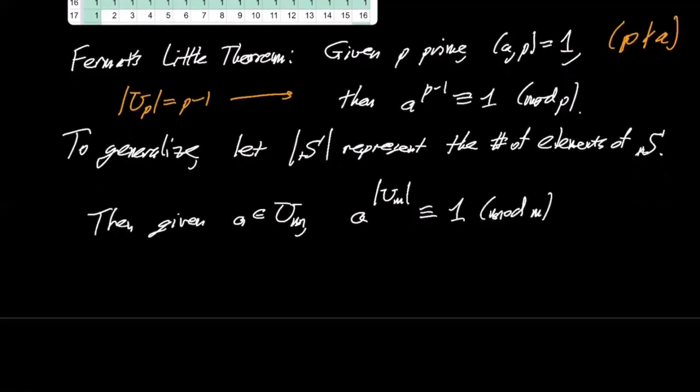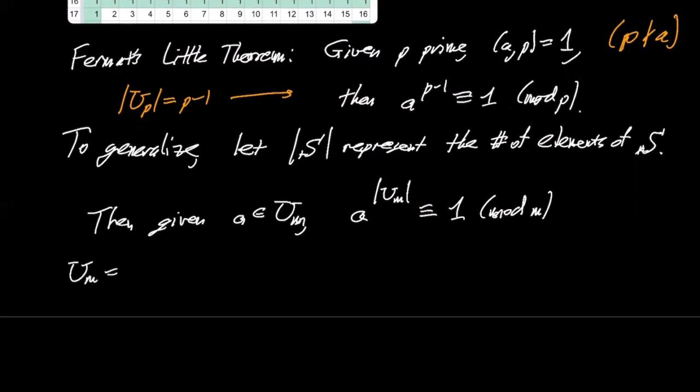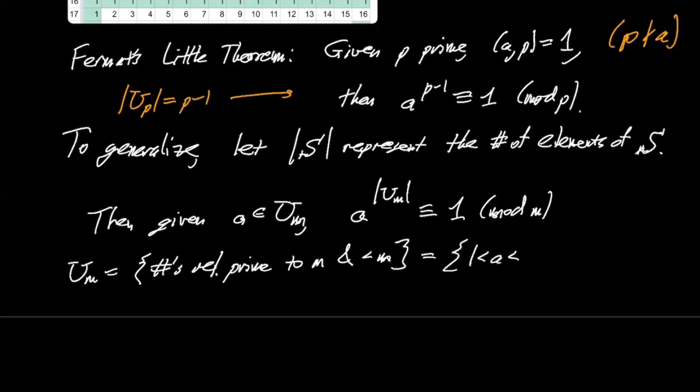I can say something even a little bit more. There's actually a name for the size of U sub m, right? We've seen that U sub m, the units mod m, is the set of numbers relatively prime to m and less than m. I could write it better probably as the set of numbers between 0 and m strictly, such that a and m are relatively prime.